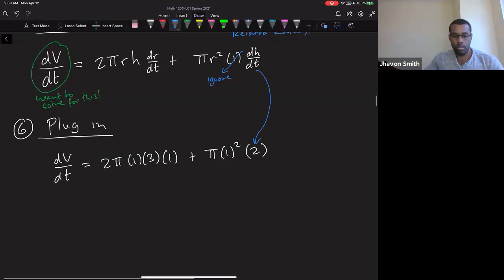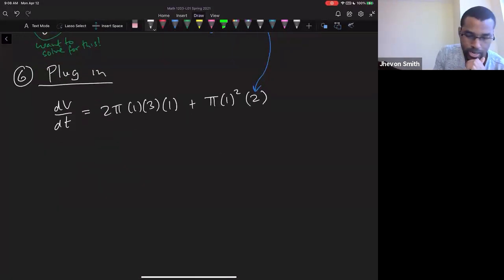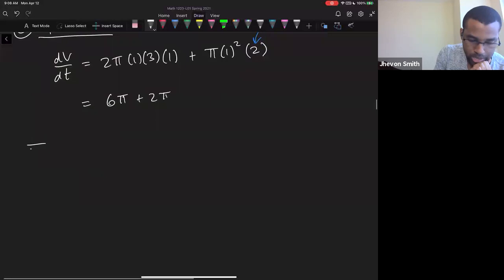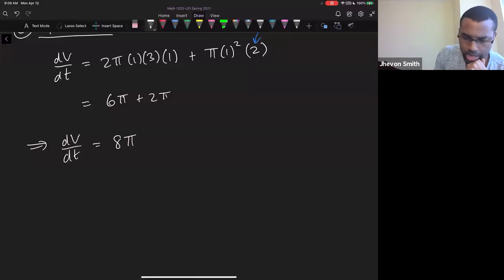Okay. And now what do we have? We have 6 pi plus 2 pi. So this means your dv dt is 8 pi. And it would be like meters cubed per second.